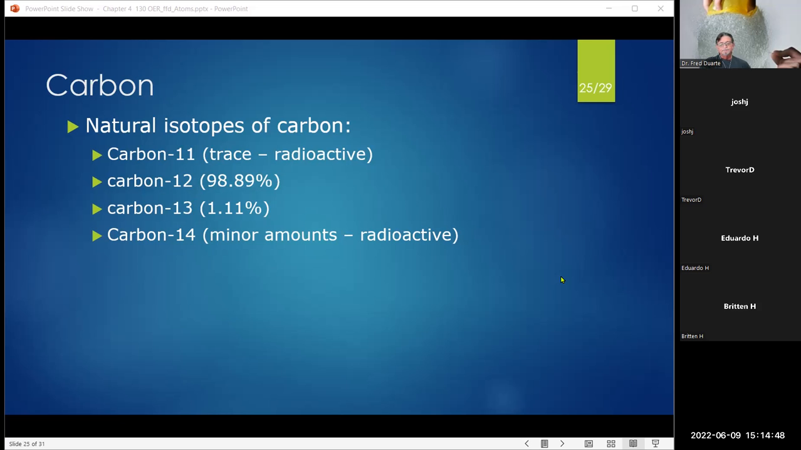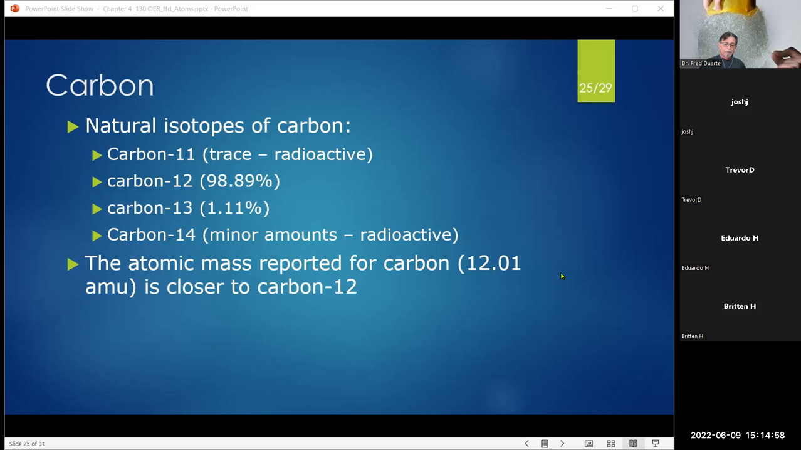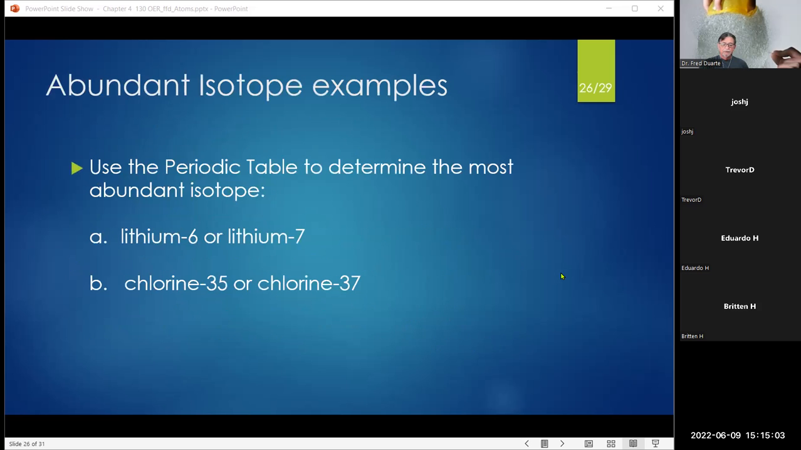If carbon 13 was 98%, then the weighted average would probably be closer to 13.01. See how that works? All right.